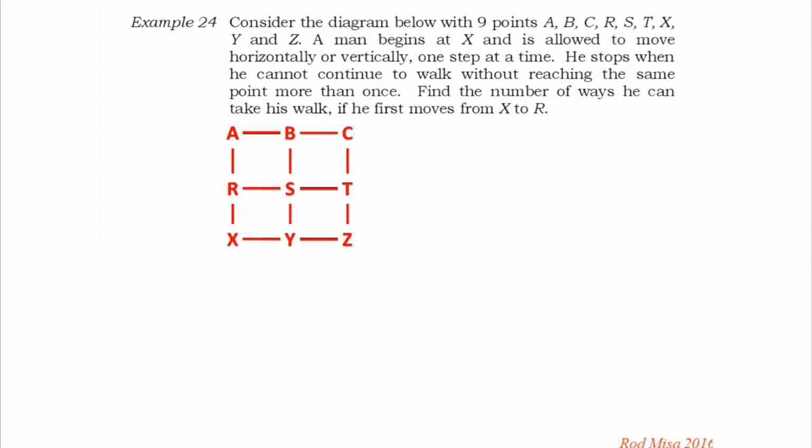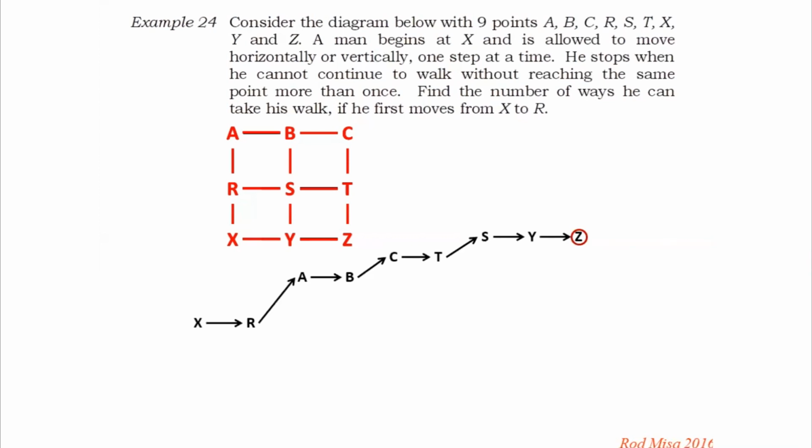Now, to count the number of ways that the man could take his walk and moves from X to R, we need to draw a tree diagram. So at the beginning, he would start at point X and then move to point R and then point A, point B, point C, point T, point S, point Y, and then point Z here. And then he stops because he cannot move since he has passed already points Y and T.